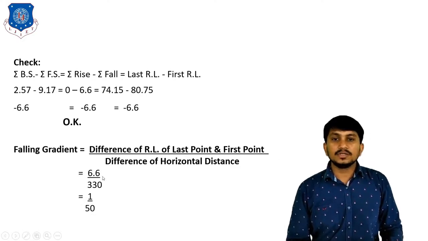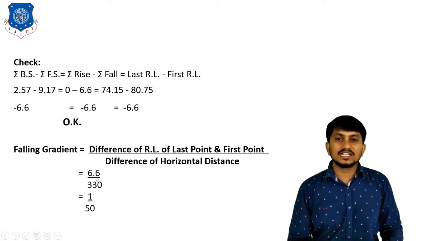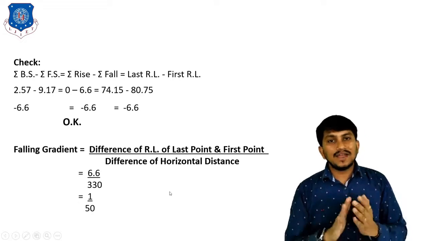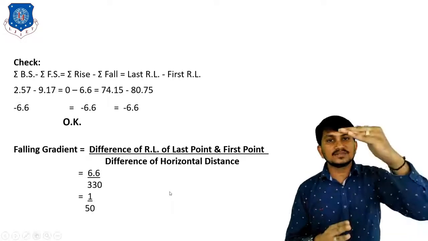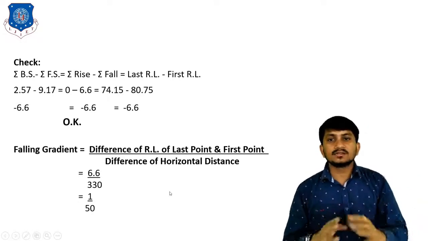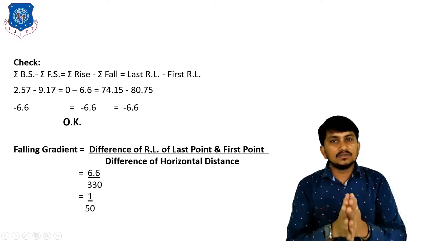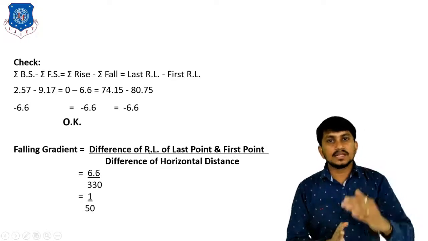We have to divide it by 6.6, so the above value is also divided by 6.6, and 330 is also divided by 6.6. So this is 1, and 330 divided by 6.6 gives 50. Here the value of RL is decreasing from the first point to the last point, so it is called a falling type of gradient. This is how we can calculate the gradient between the first and last point.